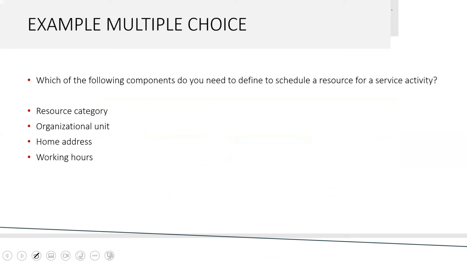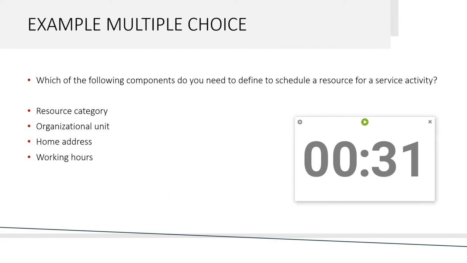Is it option one, resource category? Is it option two, organizational unit? Is it option three, home address? Is it option four, working hours? So let's get your answers in the chat, and let me start the timer now. Kindly go ahead and provide your answers in the chat, please.